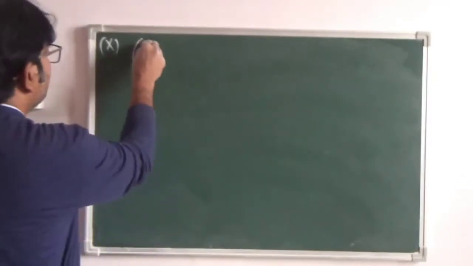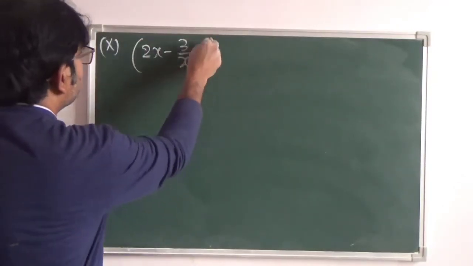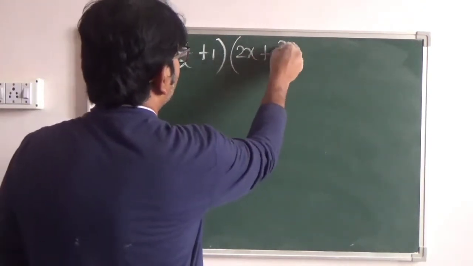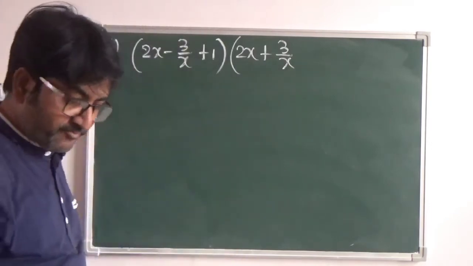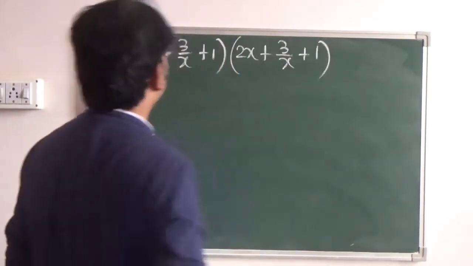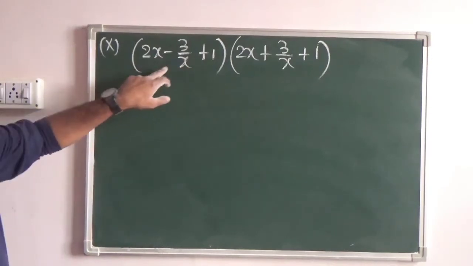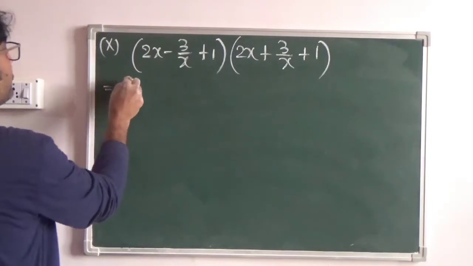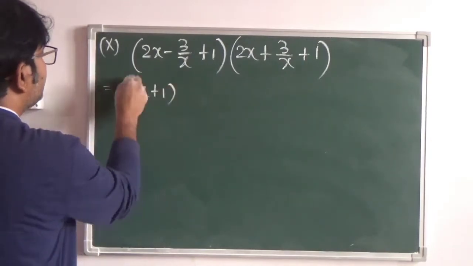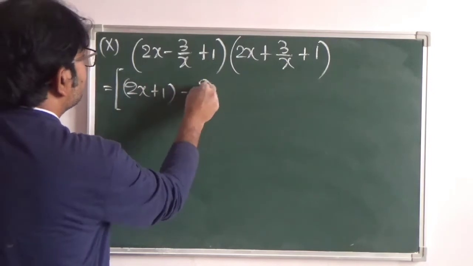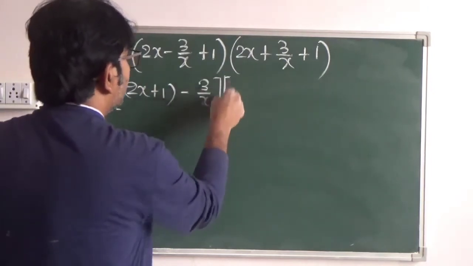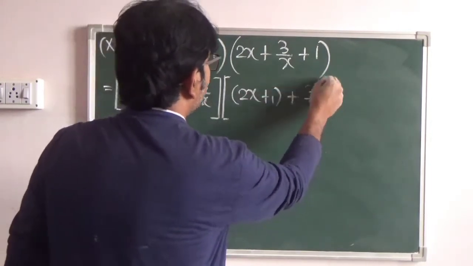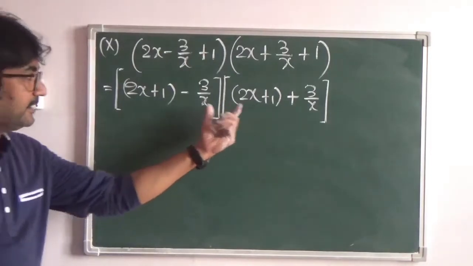Next, (2x - 3/x + 1)(2x + 3/x + 1). So here also we'll do a little adjustment. You can write (2x + 1 - 3/x) and (2x + 1 + 3/x). So it is 2x + 1 minus 3/x, and this is 2x + 1 plus 3/x. So this is a minus b, a plus b.